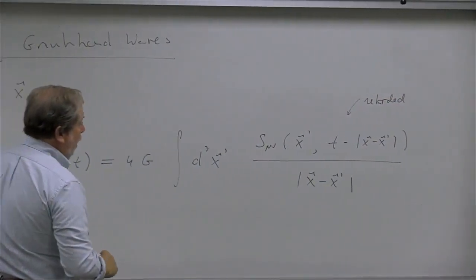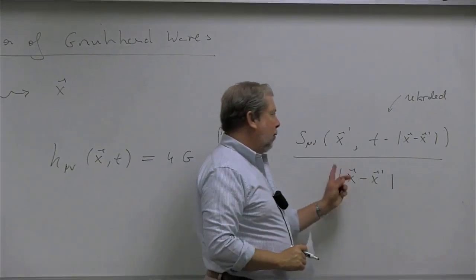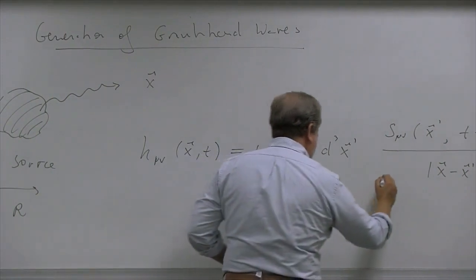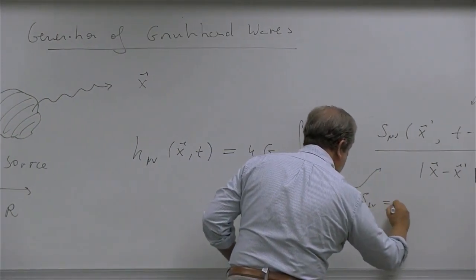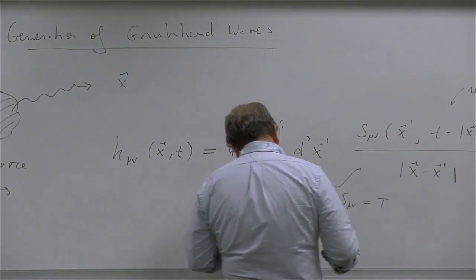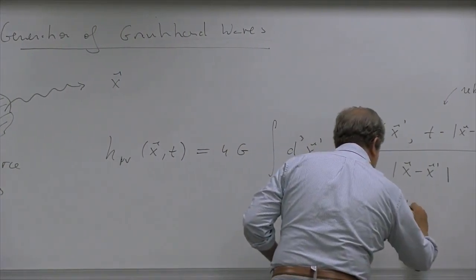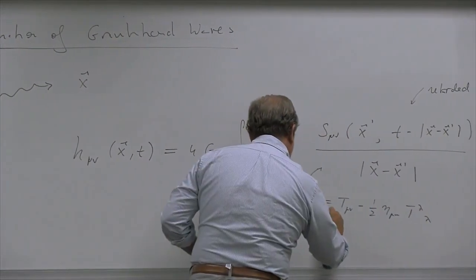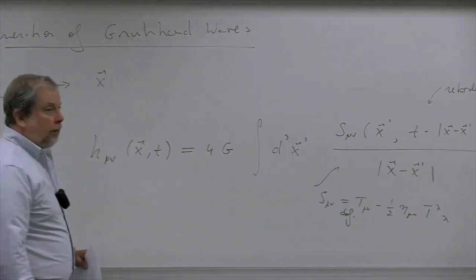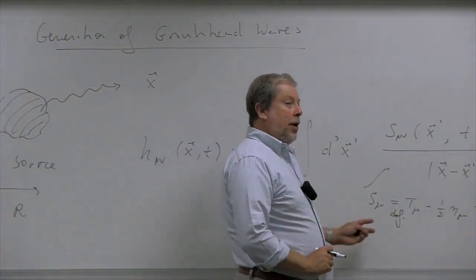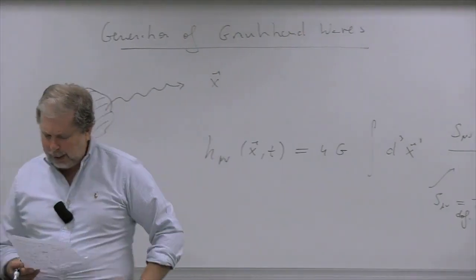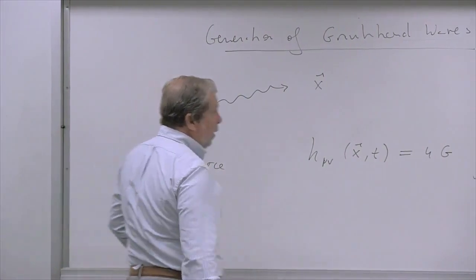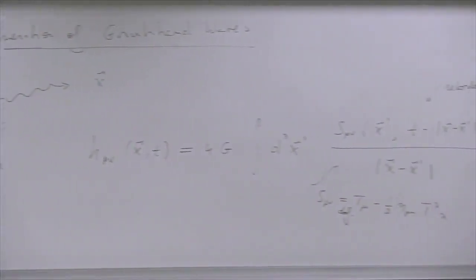And so now you would like to be able to pull some of this stuff out of the integral. And by the way, let me remind you that S_{μν} is the same as T_{μν} for arbitrary sources minus 1/2 η_{μν} times T^λ_λ. That's how it's defined. So the S is basically the energy momentum tensor, except you subtract out one piece that is proportional to the trace.